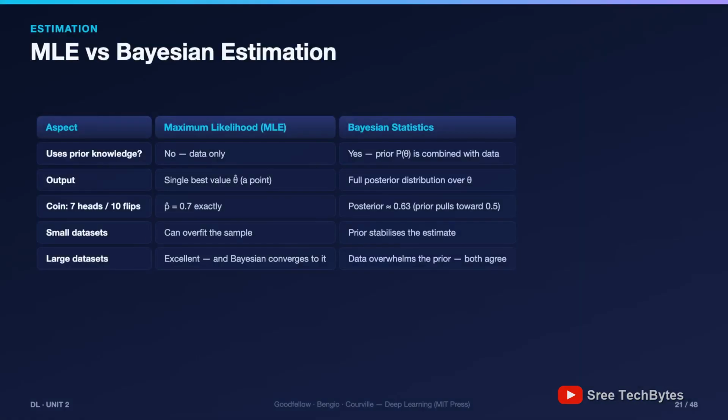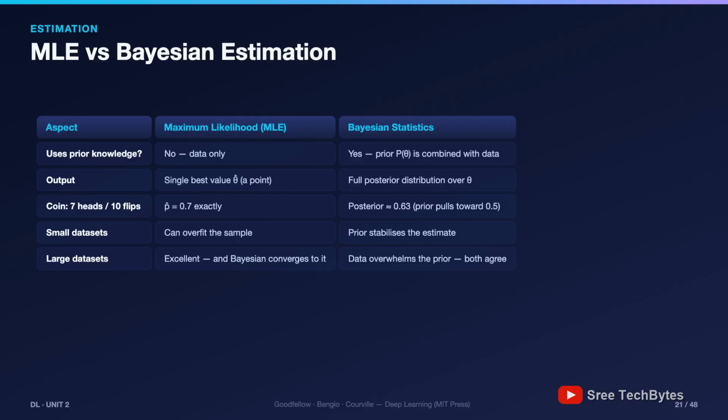The two estimation philosophies, face to face. Prior knowledge? MLE: none, data only. Bayesian: yes, that's the whole point. Output: MLE, a single best value, a point. Bayesian, a full posterior distribution. Our coin, 7 heads in 10: MLE says exactly 0.7. Bayesian, with a fair prior, says around 0.63. Small datasets: MLE can overfit the sample. Bayesian: the prior stabilizes the estimate. Large datasets: both converge, the data drowns the prior.